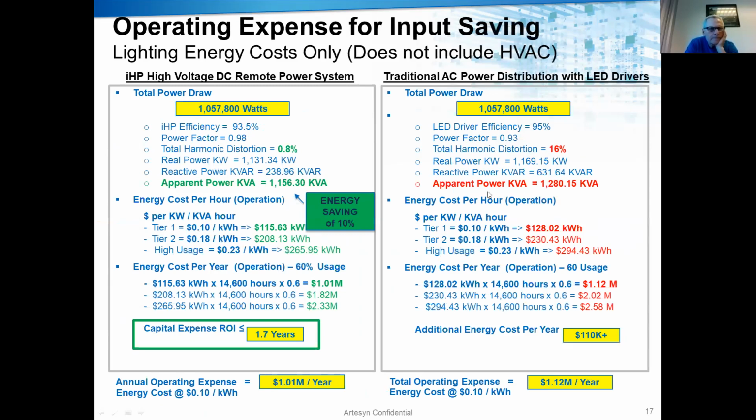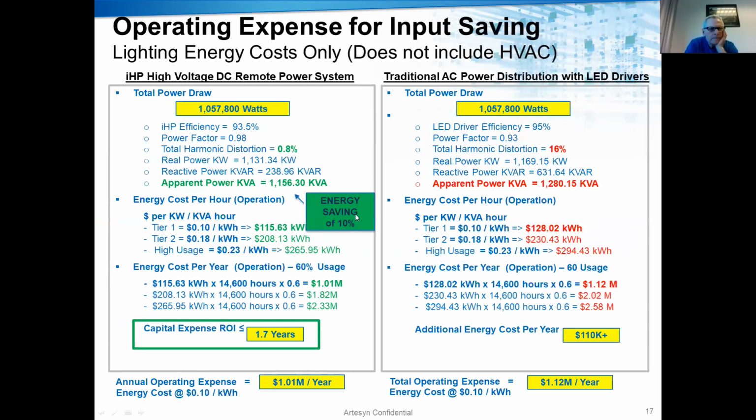The utility charges you on the apparent power. So when you do the numbers, the apparent power using distributed drivers is 1.28 kVA, whereas with the centralized one, because of the low THD, you're at 1.156 kVA. It's a 10% savings just by plugging it in.